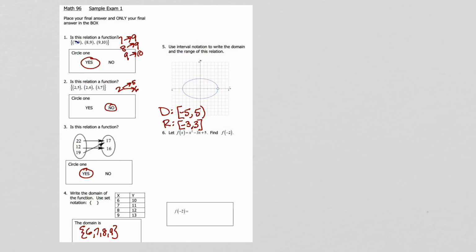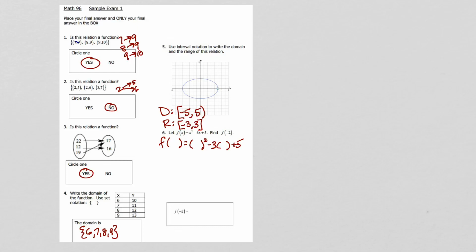And now what we want to do here in number 6 is to evaluate this function when x is negative 2. So here's how we've been doing this. We will write f, and everywhere we see an x, we'll leave an open parentheses, something squared minus 3 times something plus a 5. And now we can go back in and fill in those parentheses.